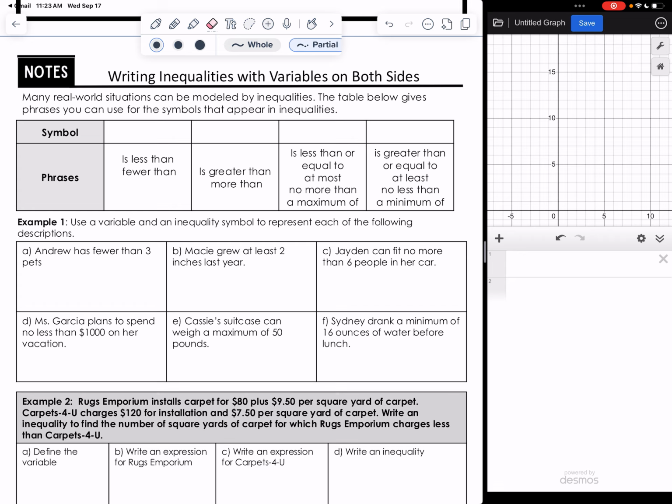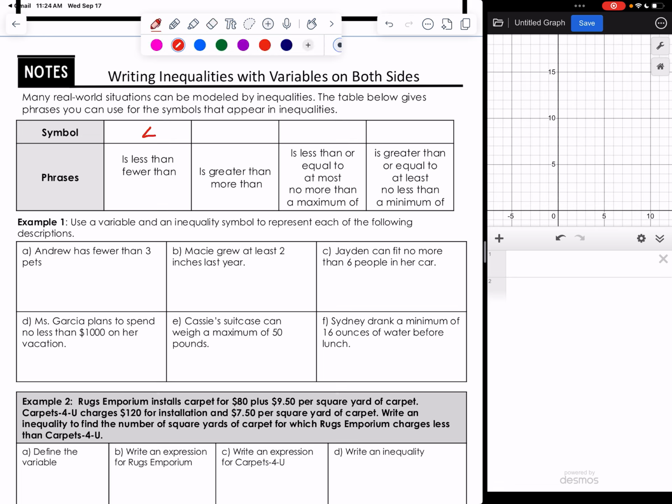In today's lesson, we will be exploring how to write an inequality from a real-world situation. Now, before we do that, we need to review some common phrases and the inequality symbol that's associated with them. So our first two common phrases that we need to determine a symbol for are the phrases is less than or fewer than. And the symbol we use for those phrases would be the less than symbol.